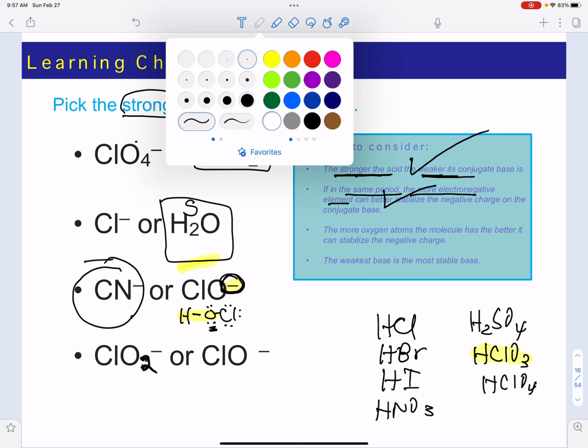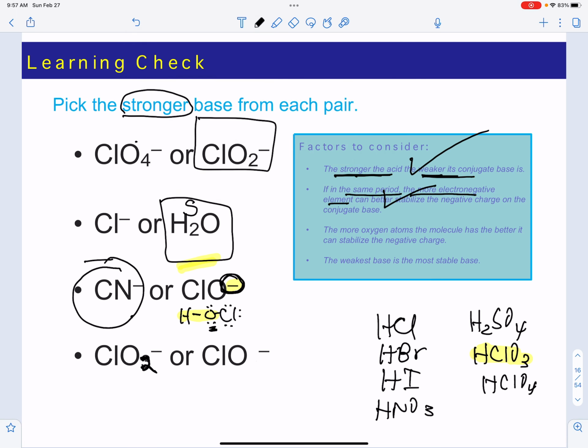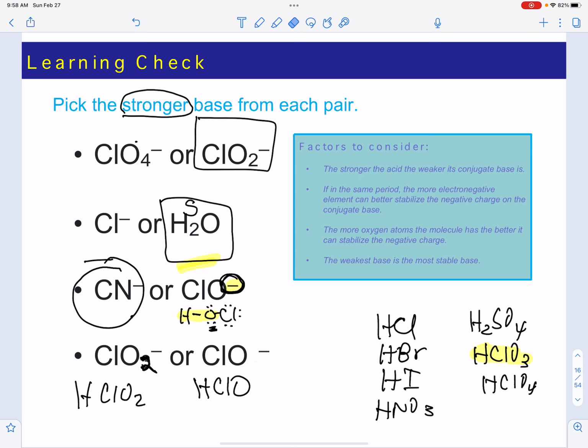So let's do the conjugate acid first. This will be HClO2, and this one will be HClO. Chlorous acid and hypochlorous acid. Are any of them one of the 7 strong acids? No, they're not. So we cannot use this one to answer. The hydrogen is attached to a chlorine. The hydrogen is attached to a chlorine. So we cannot use that one either because they are attached to the same element.